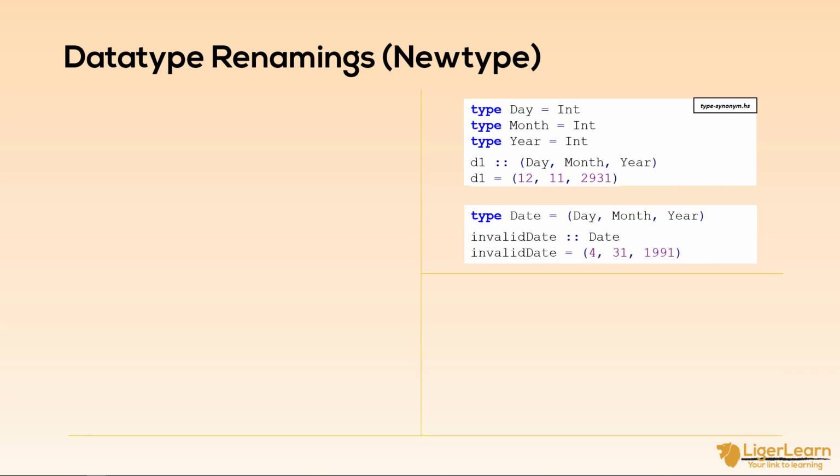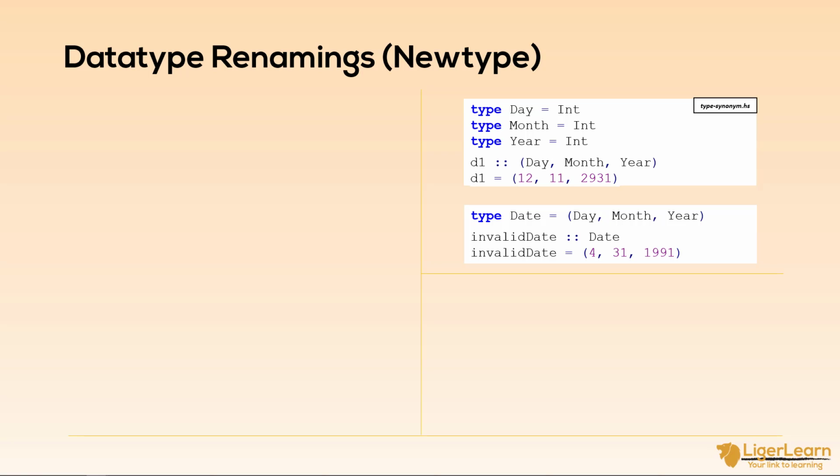Whilst this does indeed aid readability, the underlying type is always an int, and as such, it is still possible to get confused and give values that result in an invalid date, like so. Fortunately, there are better alternatives which can be used depending on the situation. One of these is known as datatype renaming. Datatype renamings are another kind of synonym which offer better type safety.